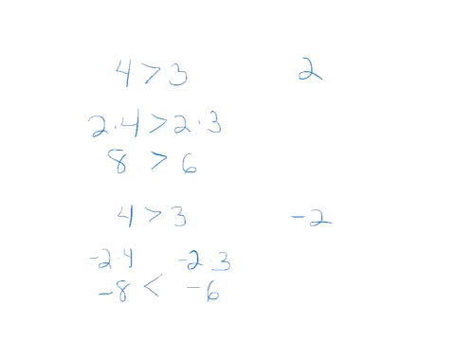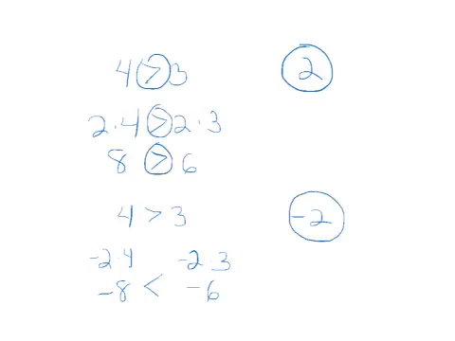So basically, if we're multiplying an inequality by a positive number, then the inequality sign stays the same throughout. If, on the other hand, we multiply both sides of an inequality by a negative number, then both sides of the inequality are going to be changed, and the inequality sign changes from one way to the other way. It flips.